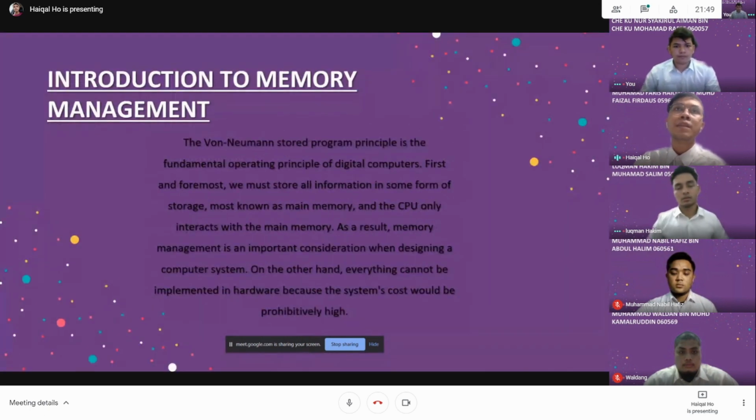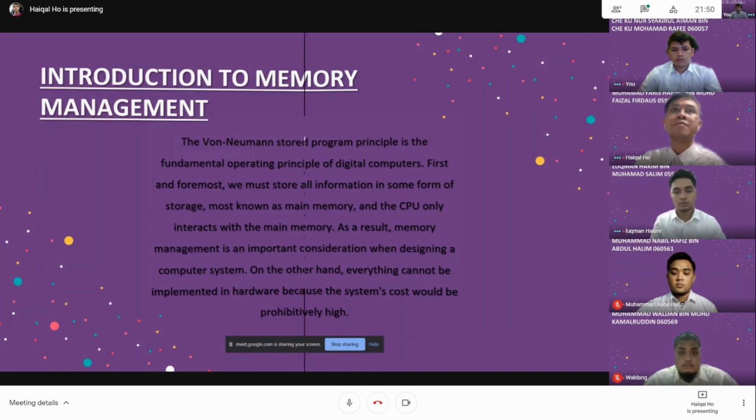The Von Neumann stored program principle is the fundamental operating principle of digital computers. First and foremost, we must store all information in some form of storage, most commonly known as main memory, and the CPU only interacts with the main memory. As a result, memory management is an important consideration when designing a computer system. On the other hand, everything cannot be implemented in hardware because the system cost would be prohibitively high.